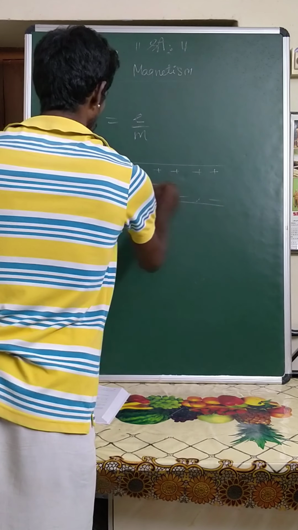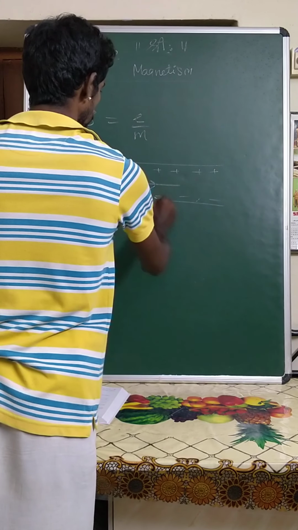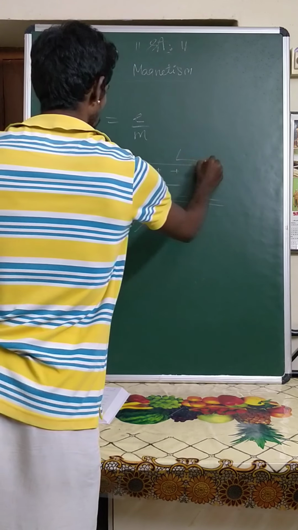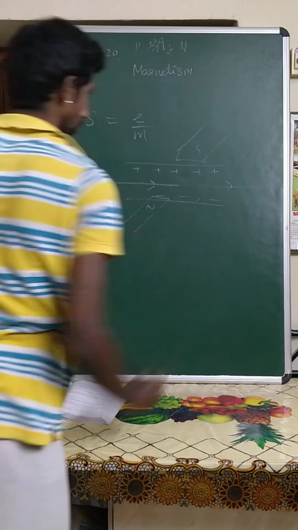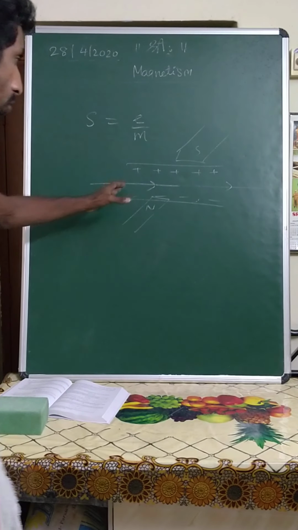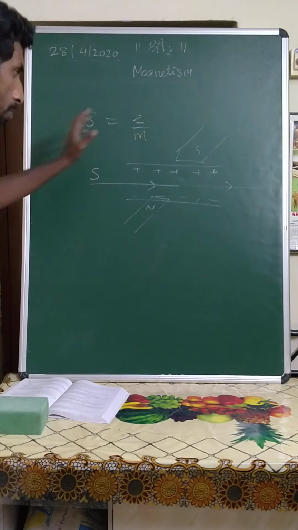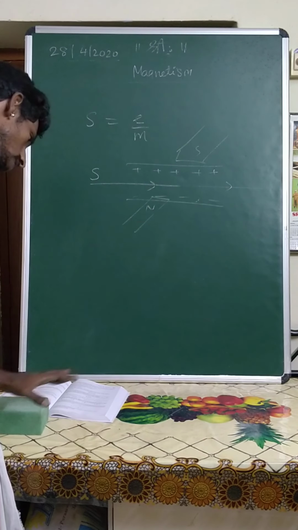Like this, the charged particle is projected and the magnetic field is also acting here. Consider the south pole and north pole like that. The particle gets undeflected. This is the condition. The specific charge value, that is e by m, is taken as given. Both fields are perpendicular, that is, E and B.